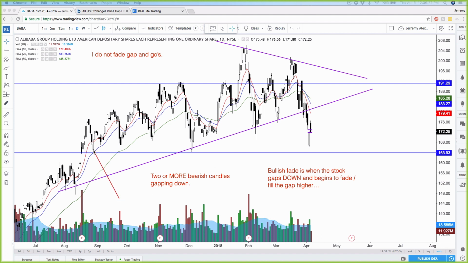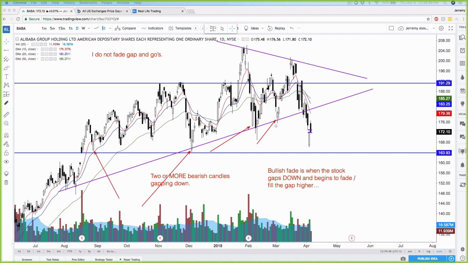So here's a fade, obvious fade. Obvious. 3 bearish candles gapping down into a support, so easy. Here's another one. Phenomenal bullish fade. You had like 7 black candles gapping down. Here's another one. Easy fade. 3 bearish candles gapping down. The stock had went from 204 to 170 in like 4 days.